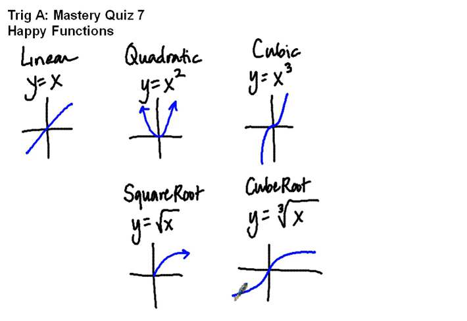Notice that both the cubic and the cube root are constantly increasing graphs. They increase over the whole set of it. Square root is also an increasing graph, and so is linear. The quadratic decreases and then increases. That should help you recognize the difference.